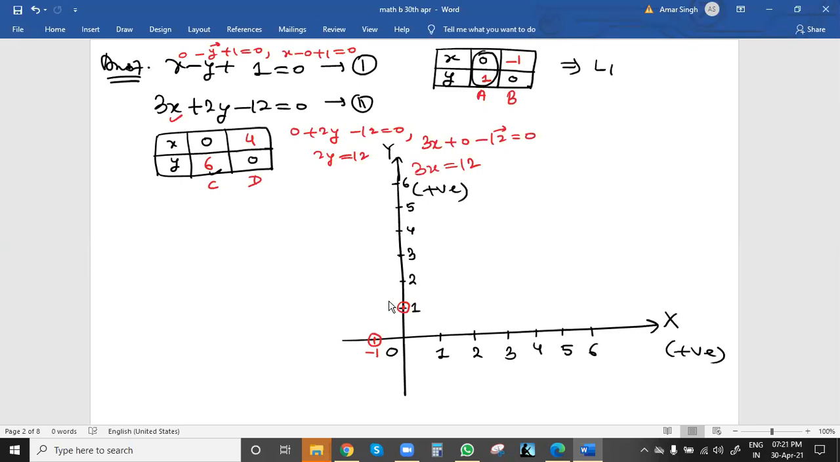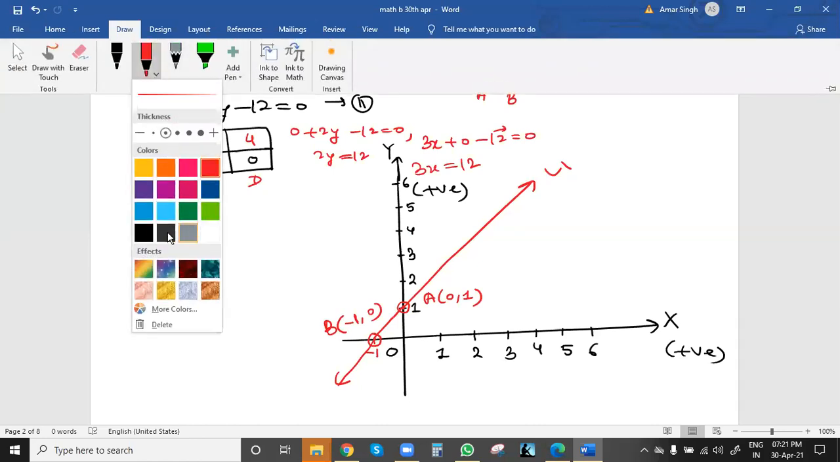We will join these two points and extend in both directions. With the help of a scale, we can draw. This is line L1. These were the points. The first one was x = 0, y = 1. x = 0 means on the y-axis, so A is 0, 1, and B is minus 1, 0, which is y = 0, so it will be on the x-axis. This is line L1.